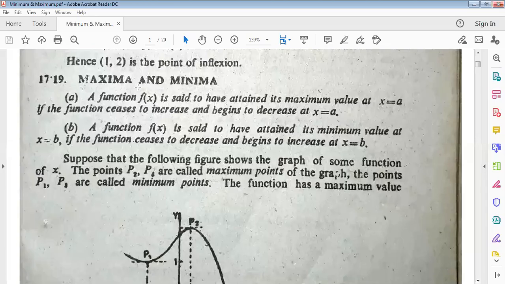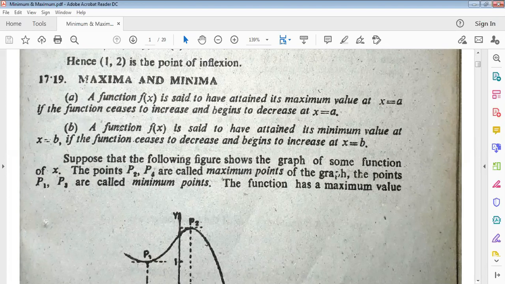A definition of maximum and minimum of a function. First of all, what is the maximum of a function? A function f of x is said to have attained its maximum value at x equals a if the function ceases to increase and begins to decrease at x equals a.